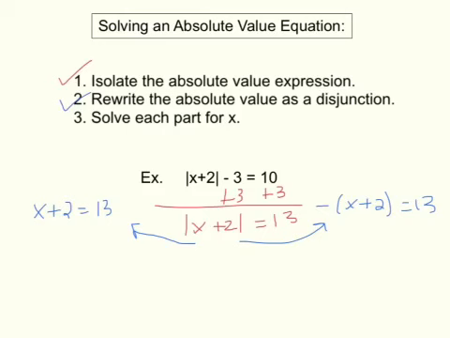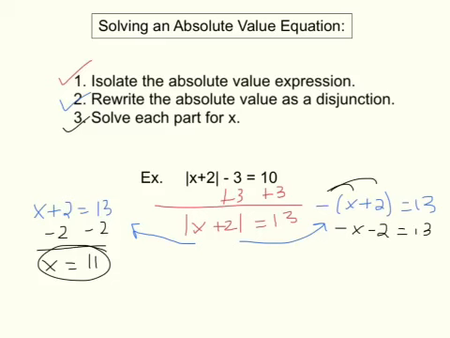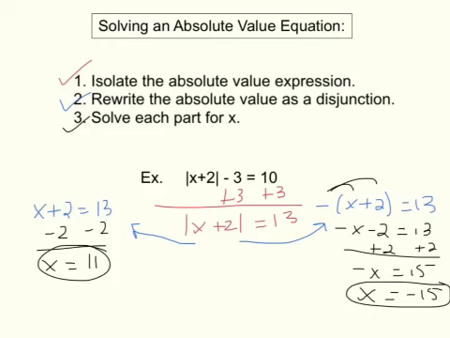Then the third step is just to solve each one for x. So I can subtract the 2 here, and I get that x equals 11. That's one solved. And over here, I get negative x minus 2 equals 13 because I distributed that negative. And I can add 2, so negative x is 15. Divide by -1, x equals -15. So I've solved both parts for x.